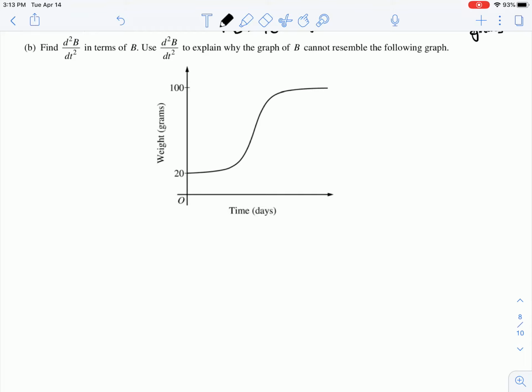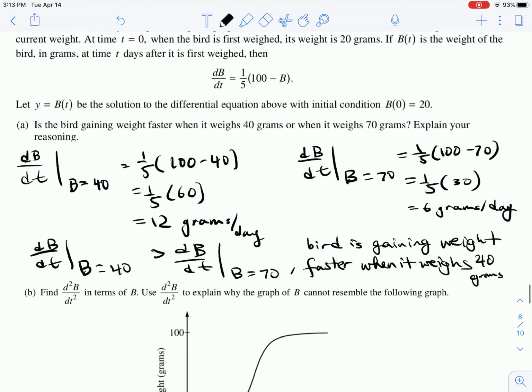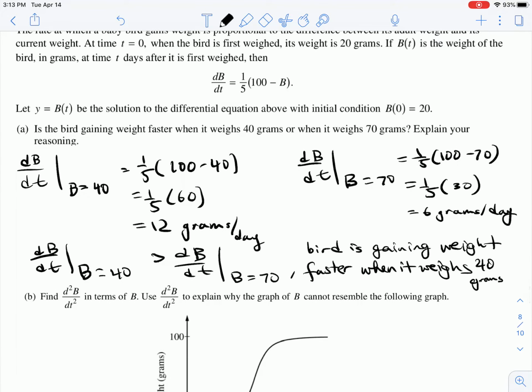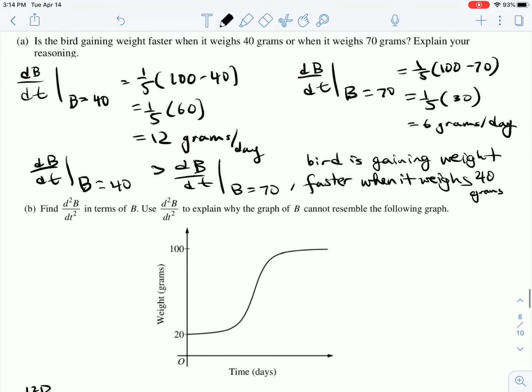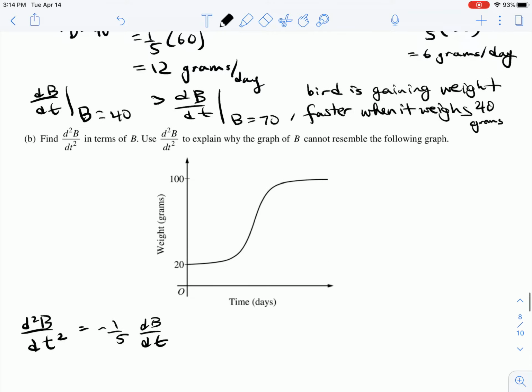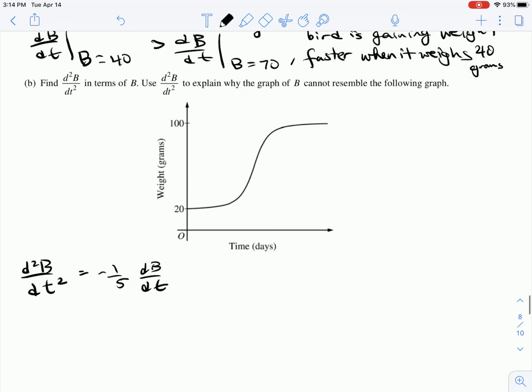Well, let's first look at what this second differential equation would be. So we're going to say d²B/dt². And what we're just going to do is start by finding the derivative of this first equation up here. Well, if you just look at the derivative of that, we have a constant, we have a negative coefficient inside our argument. So just using the chain rule, we would just have negative 1/5 dB/dt. And we know what dB/dt is. So we're just going to go ahead and write that in.